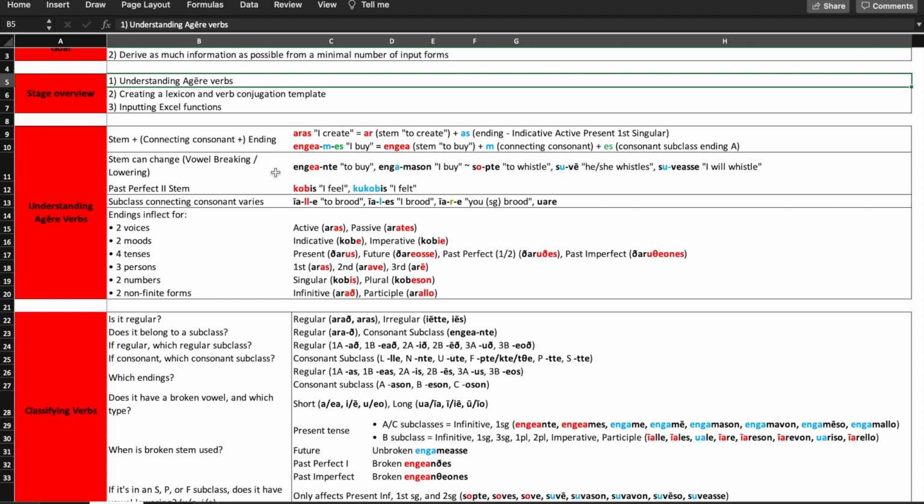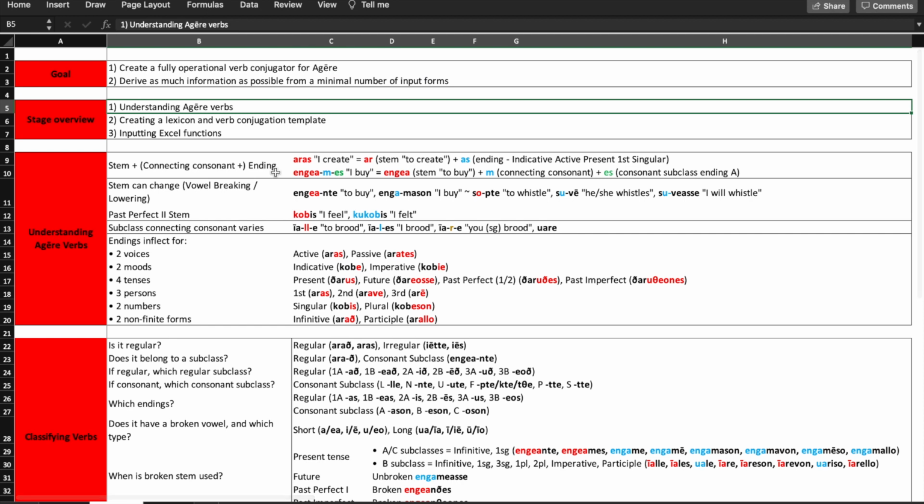So I think that's enough for the first video. In the next video, we're going to be looking at creating a lexicon and verb conjugation template, and I think if we have time, we'll also be looking at inputting some basic Excel functions which are going to help us to complete that. I hope this has been interesting, and I look forward to seeing you in the next video.